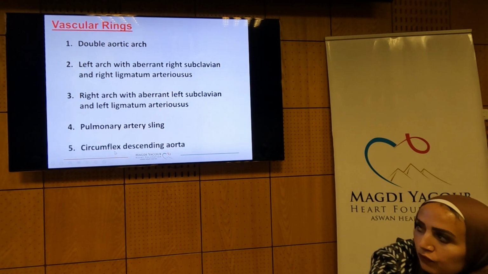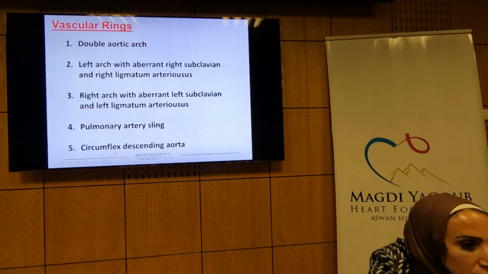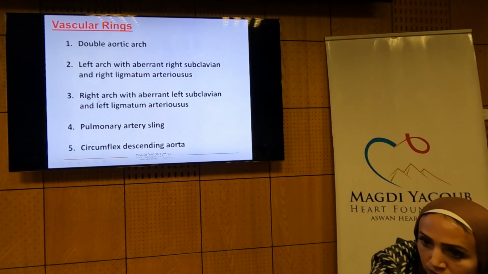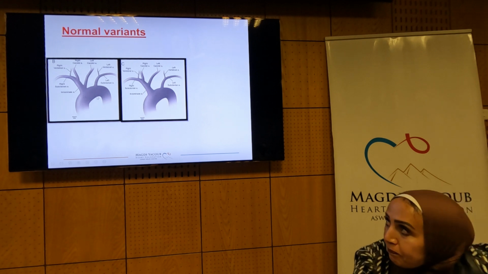And we have the rarest form, which is circumflex descending aorta. Okay. Any question about that? A bit comprehensive, but this is the vascular ring that we have as arch abnormality. Any questions about that? Okay.